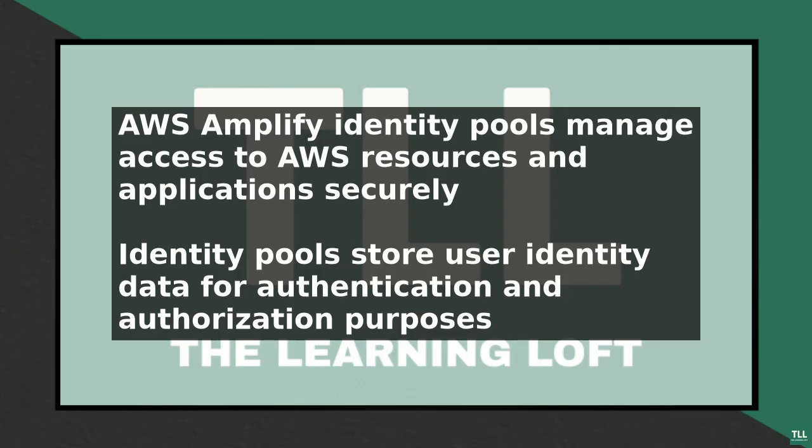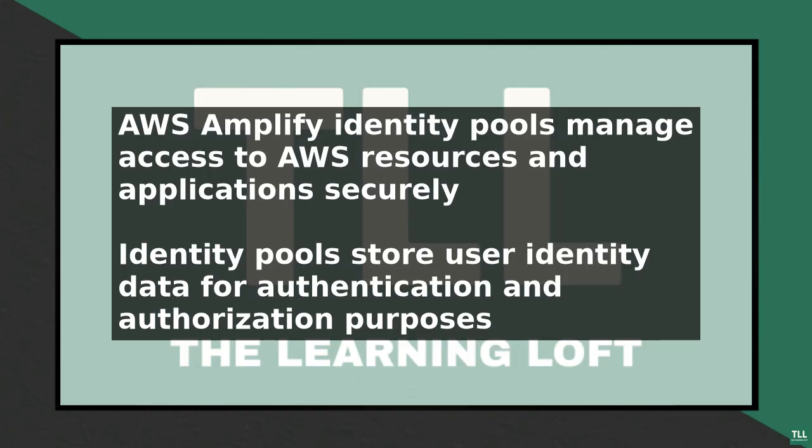An identity pool is a store of user identity data that can be used to authenticate and authorize access to AWS resources. Using AWS Amplify identity pools provides several benefits, including fine-grained access control, scalability, and ease of use. With identity pools, you can manage access to your AWS resources at a granular level, ensuring that users only have access to the resources they need.